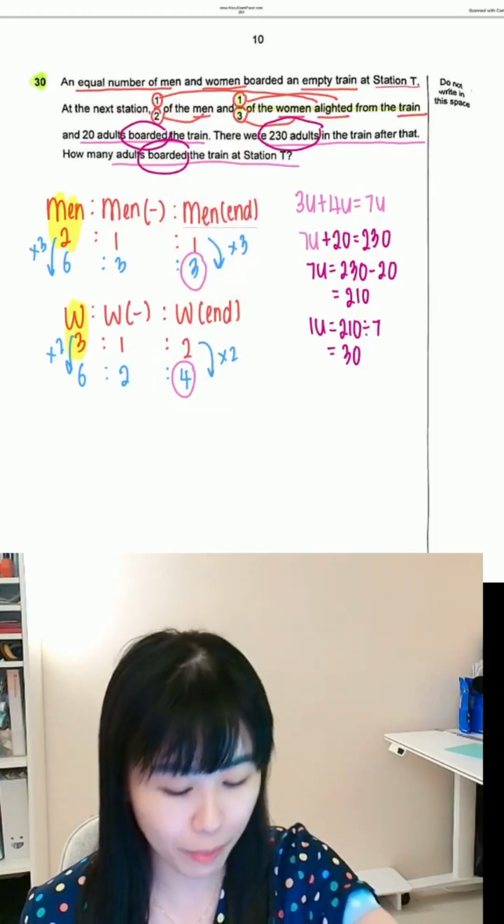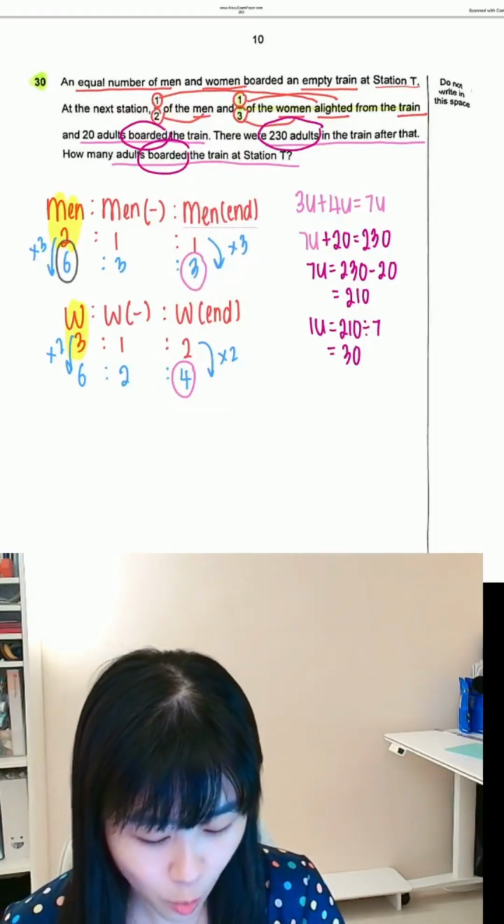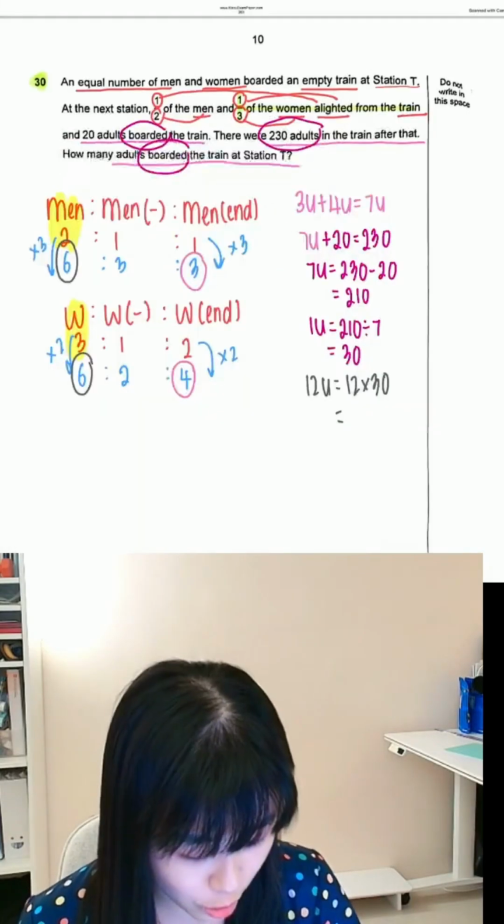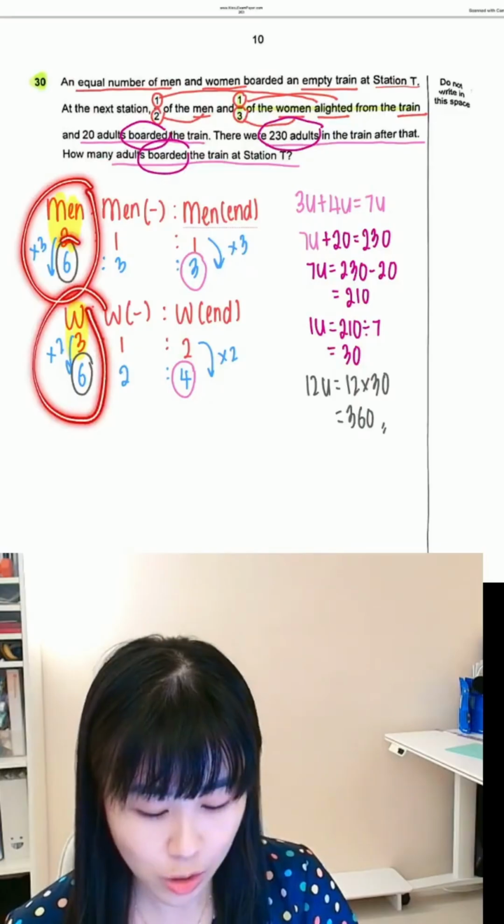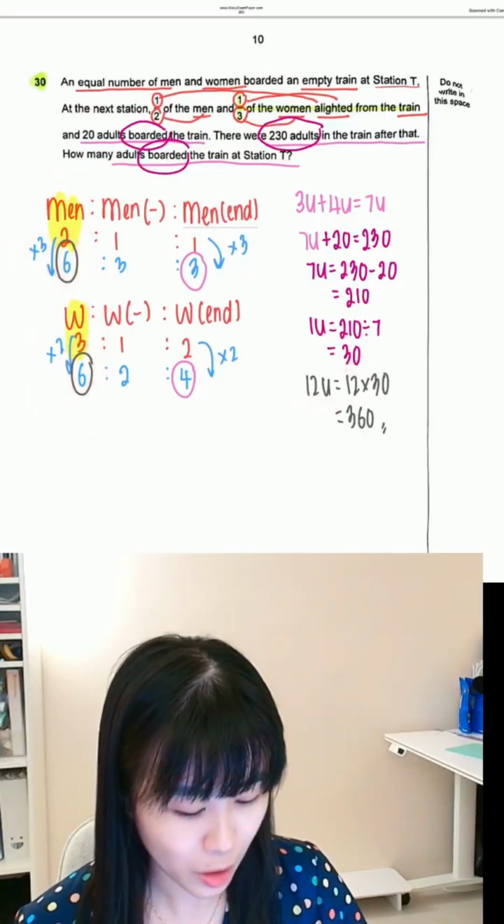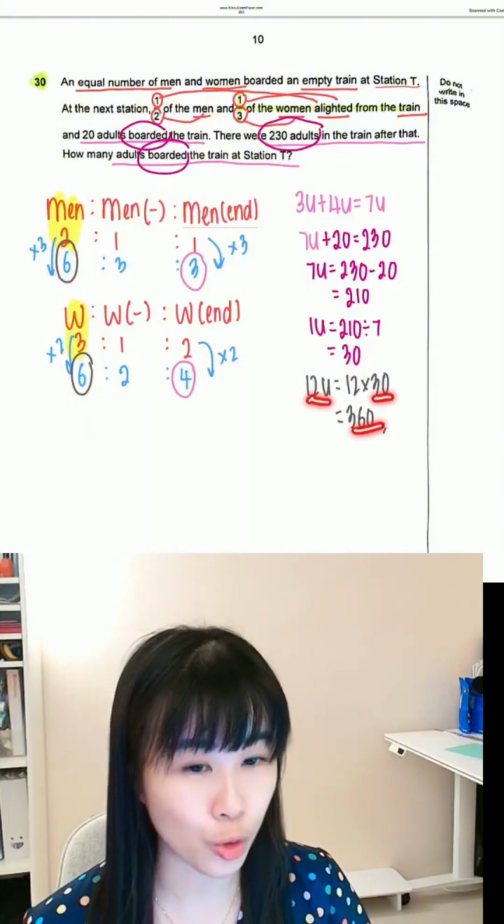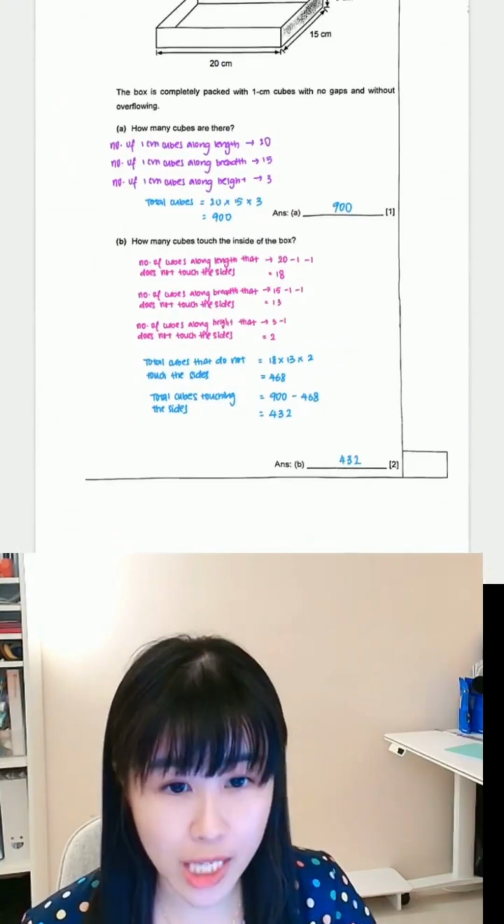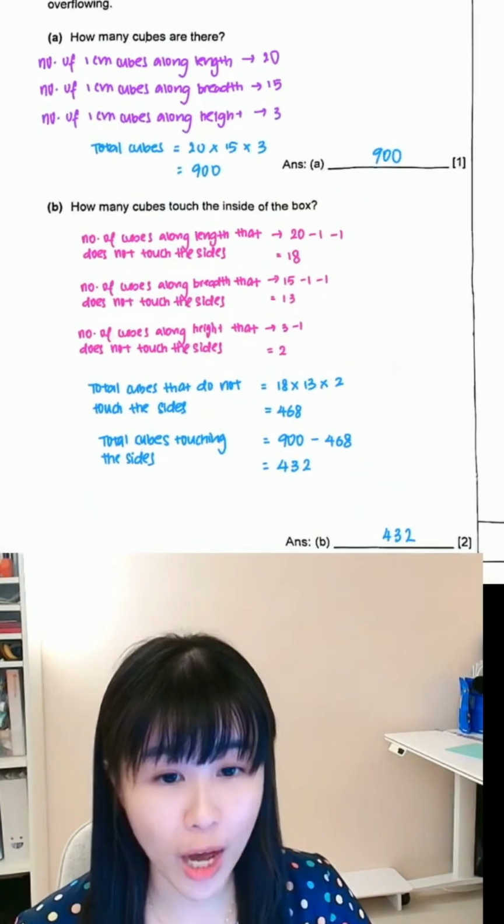12 units. Men at first is 6, women at first is 6, so total 12 units. 12 times 30. So it's 6 units plus 6 units, that's 12 units. So if 1 unit is 30, 12 units is 12 times 30, which is 360. You should check your answer. Your answer should be 900 and 432.